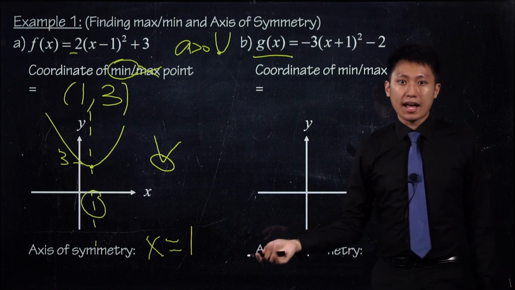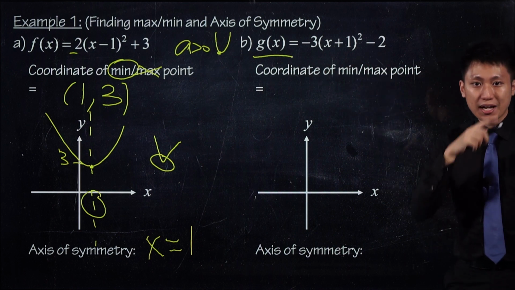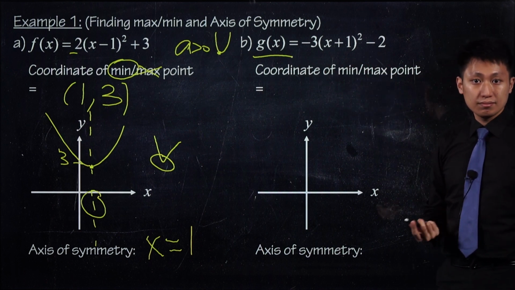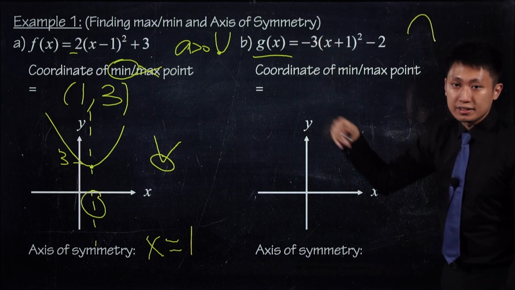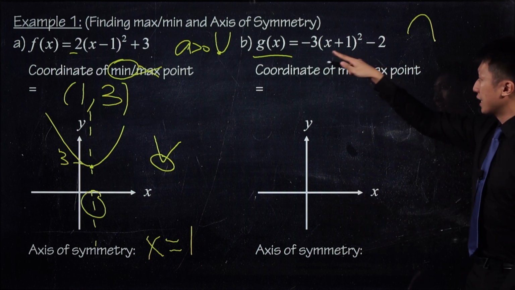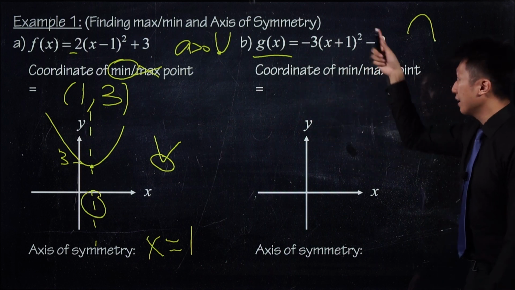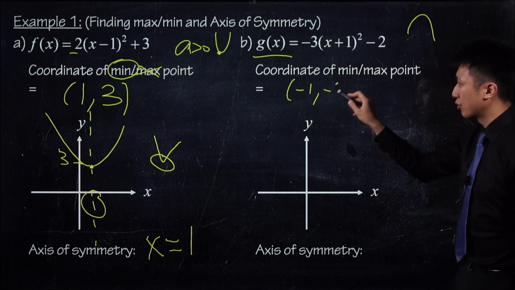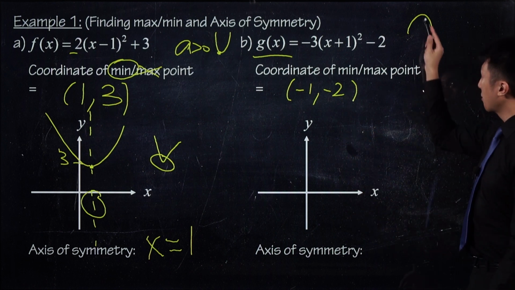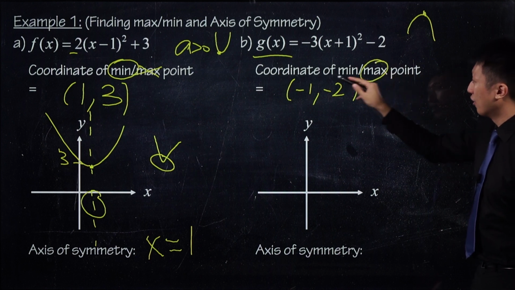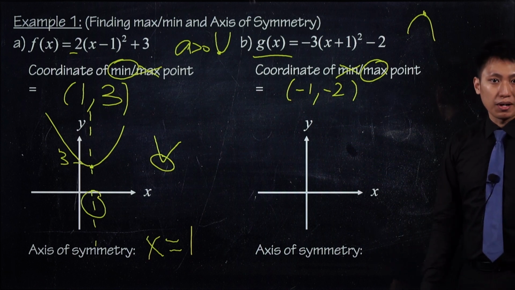Now for this function, it's okay for me to name it g(x), right? It's the same. In the exam, they can name it h(x) and so on. So for this one, is it a smiley or a sad face? Sad face, right? Because -3 is less than 0, so it's a sad face. Now you look at this one, you let it be 0, it's -1 and -2. So this is the coordinate of the min or max point. Min or max? It's max, not minimum point.